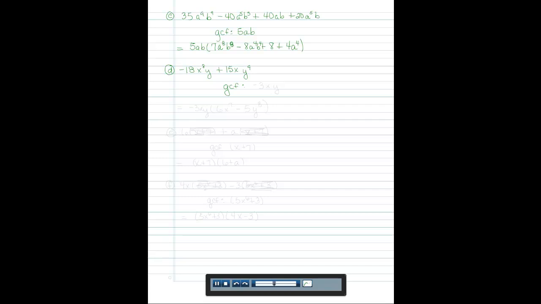GCF is what? 3. What type of 3? Negative 3XY. Divide negative 3 into negative 18. This is going to be your leftover. So remember, the signs are going to change. What was negative becomes positive. What was positive becomes negative. At what point do you change it to negative? When you divide?